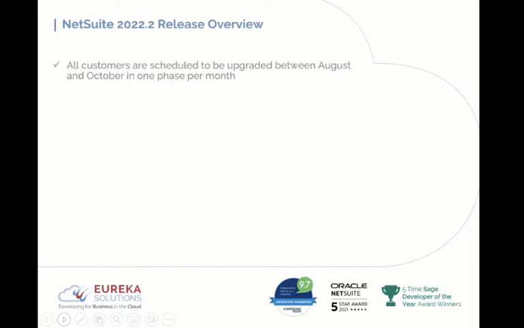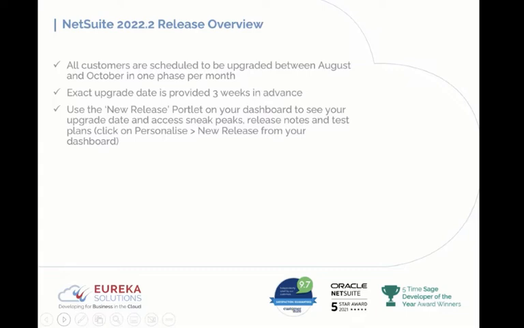For the 2022.2 release, all customers will be upgraded in 3 phases. There's 1 phase in each month, and they happen between August, September and October. In terms of your exact upgrade date, you'll be given notice of that 3 weeks in advance of the upgrade. Where can you find this? On NetSuite, you can access a new release portlet on your home dashboard. This gives you information about the date of your upgrade, as well as access to sneak peeks, release notes and test plans. If you don't have that on your home dashboard already, then you can click on personalize and add the new release portlet from there.